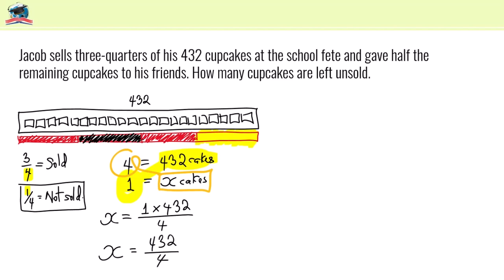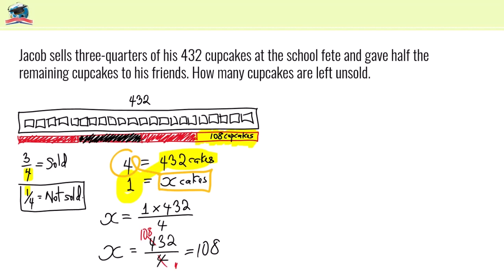We're going to use the short division method. Okay, 4 into 4 is 1. So we have a 1 down there. And 4 in 3, it's too small, so that's going to be 0. And then we're going to go for 32, which is going to be 8. So our answer there is what? 108. So 108 is the part that was not sold. So we have 108 cupcakes.